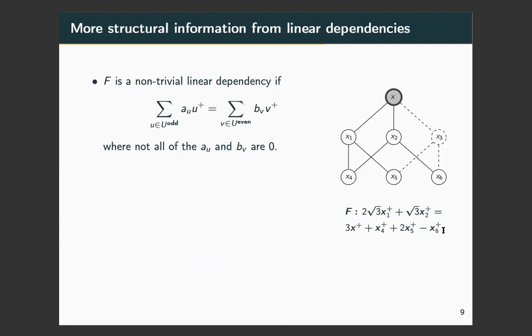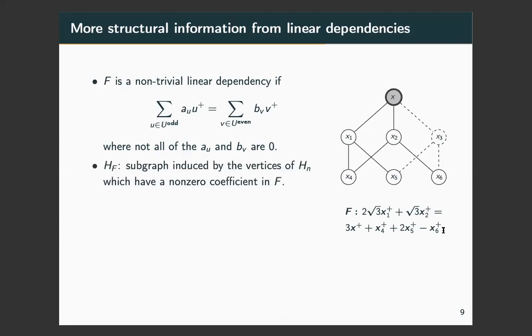We say that F is a non-trivial linear dependency if the sum over u plus vectors of odd vertices weighted by au equals the sum over v plus vectors of even vertices weighted by bv, and not all of the au's and bv's are zeros. Here we have just separated the coefficients by assigning a's to odd vertices and b's to even vertices.